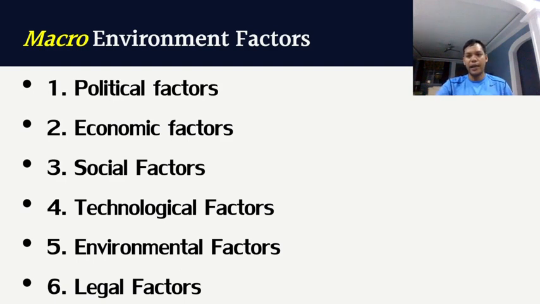These are about how and to what degree the government intervenes in the economy. It includes government policy, political stability or instability in overseas markets, and also the foreign trade policy. For example, the tax policy, also labor law, environmental law, and the trade restrictions. So we are affected by the policy of our government.